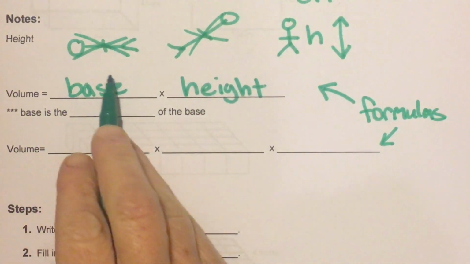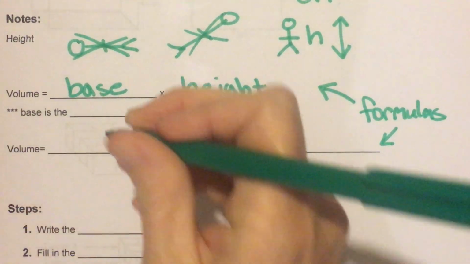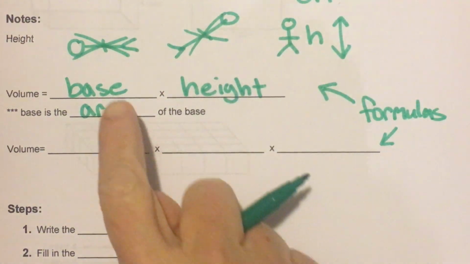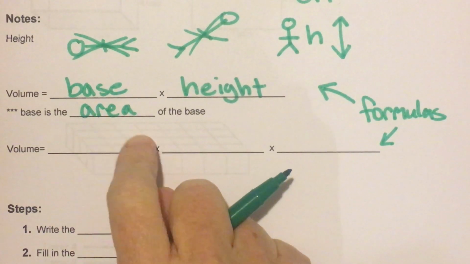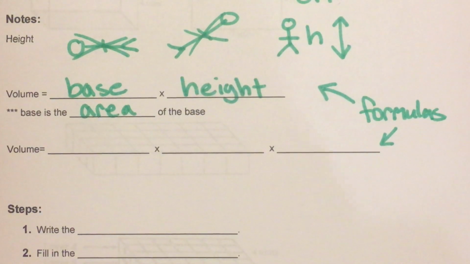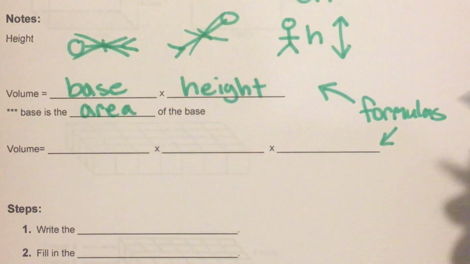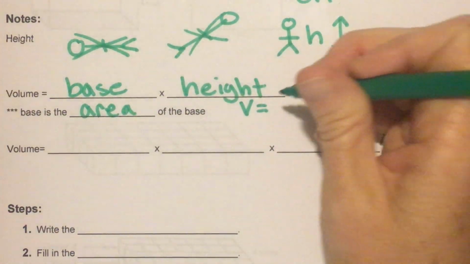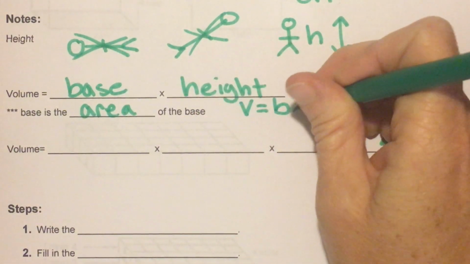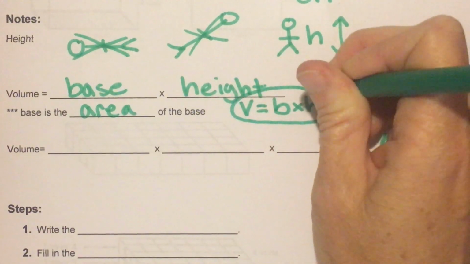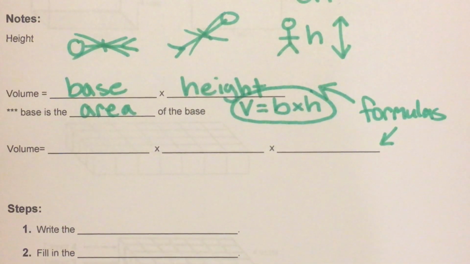Okay, when we talk about base here, they mean the area of the base. So we call it base, but they're really saying it's the area of the base. Now when we write this as a shortcut, we don't write out the words, we usually write out the letters. So we'll see V for volume equals B for base times H for height. That is your formula right there.